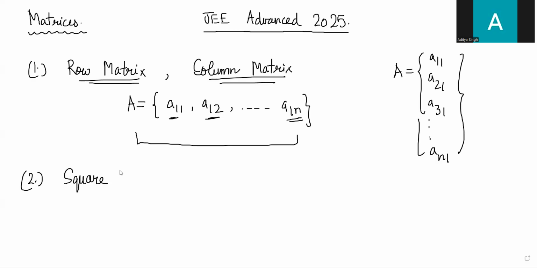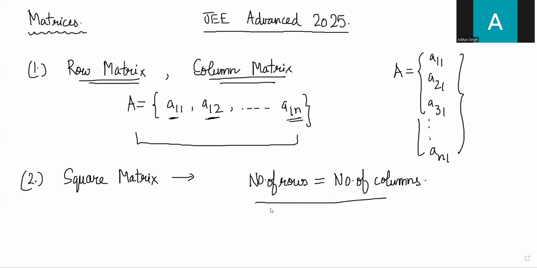Okay. Now, what is a square matrix? So basically, the number of rows is equal to number of columns here. Number of rows is equal to number of columns. That becomes a square matrix.